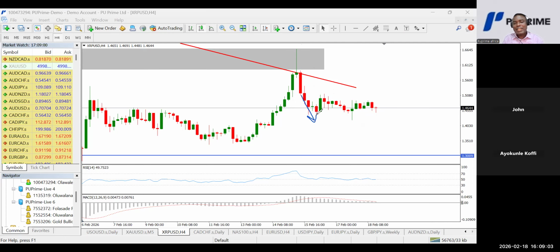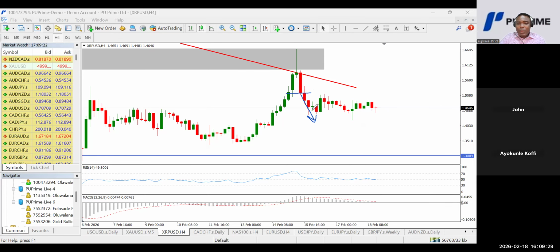So what I will say in essence, anytime you see a shooting star, you are looking for a sell. That's the beauty about candlestick patterns. They point you to the direction the market is expected to go. So a shooting star means you're looking for a sell. A hammer means you're looking for a buy. So once you see a shooting star and you've seen the confirmation candle, the next thing you're looking out for is placing a sell trade. It's just as simple as that.